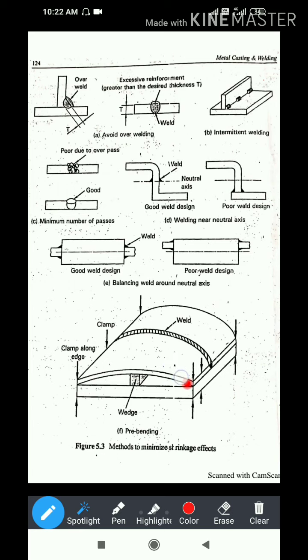There are two sheets, this one is the first and this one is the second. These two sheets are being joined at the middle by means of welding. But after welding the sheet should adopt this shape, a curved shape, this type of curve.